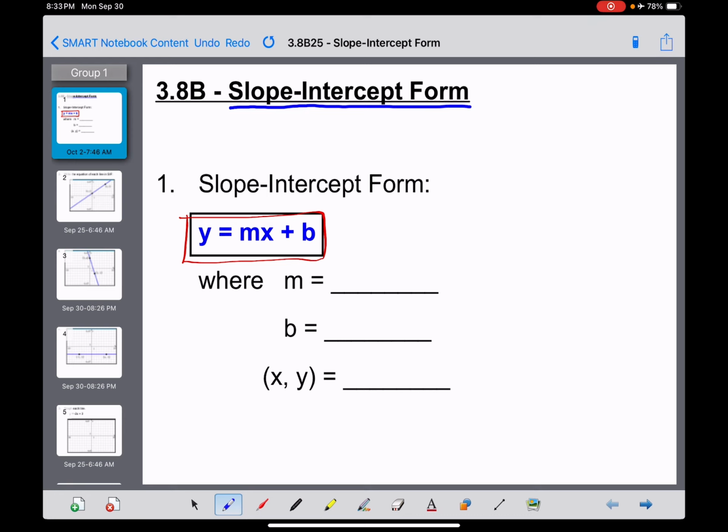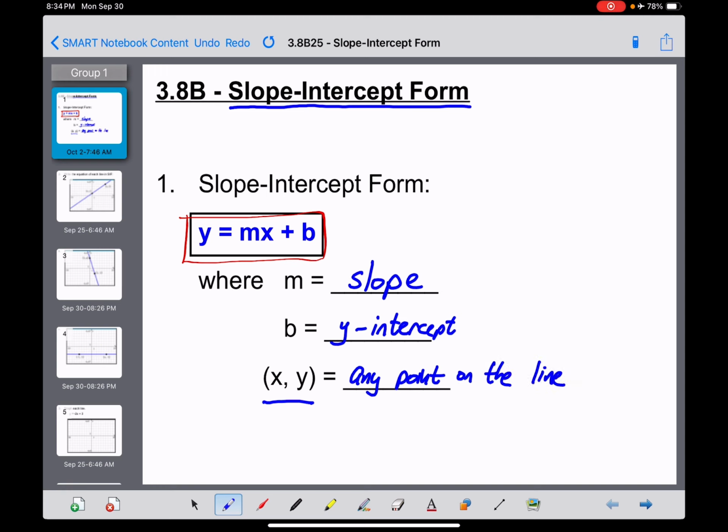Within this formula, y equals mx plus b, m is, hopefully you've guessed it, just like we talked about in 3.8a, the variable that we use to represent the slope of our line. b is something that we didn't talk about in 3.8a, but hopefully you recognize. b is called the y-intercept of your line. Those are two things that most people can usually remember, but people sometimes get tripped up on what the x and the y represent here.